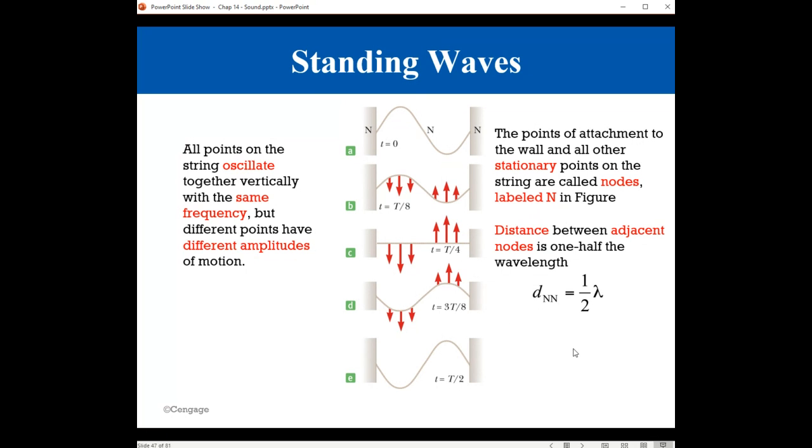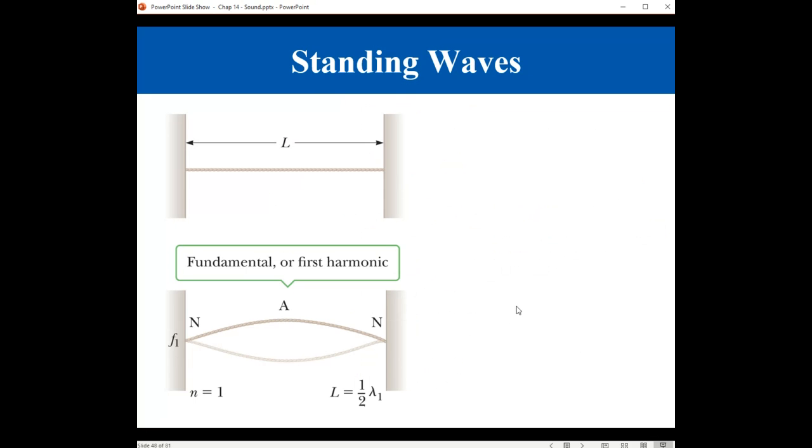All points on the string oscillate together vertically with the same frequency, upward and downward, but with different amplitudes. The amplitude for the oscillation will be the highest here in this region, and here it is zero. And in between, it will be changing as we move along the string. The standing waves on strings can create all kinds of frequencies, all kinds of situations.